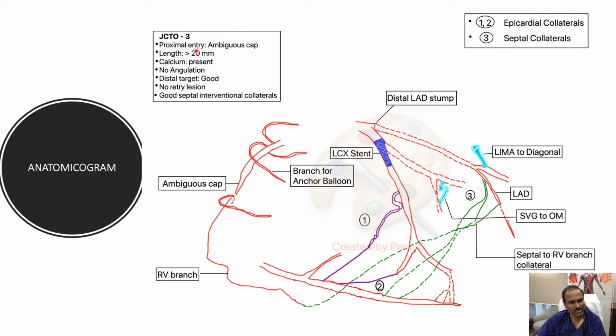Coming to the CTO anatomy, so this is a CTO. The entry point was ambiguous, but there was some calcium like a tram track, which can be useful in clearing the ambiguity, and it's a long length, more than 20 millimeters. There's a lot of calcium present, which I'll show subsequently, and there is not much angulation, and the distal target is quite good and filling from the left system, and there are good interventional collaterals in the form of epicardial as well as septal. So overall it's a JCTO.